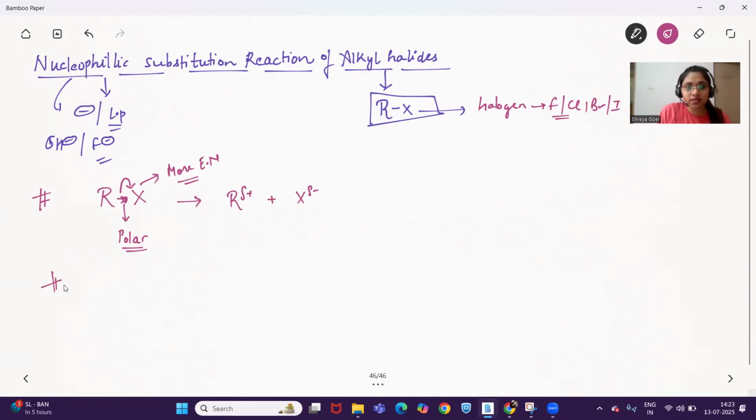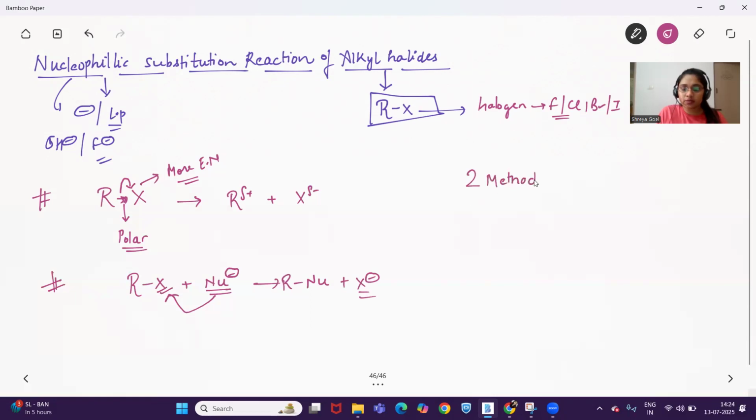The basic step will be RX, and for example if you take a nucleophile, you will get R NU and X negative. So the nucleophile has occupied the position of X and X has left. X has left and gone, that is fine.